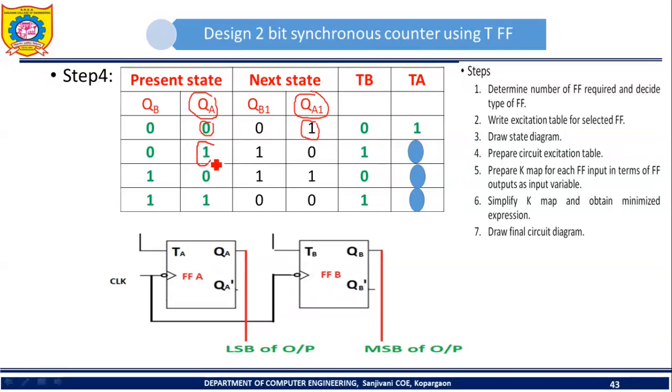Then see here, the present state of flip-flop A is 1. We want the next state of flip-flop A as 0. So again here we want toggle operation, so TA should be again 1. Then consider here, the present state of flip-flop A is 0 and the next state is 1. Here again we want toggle operation. So what should be TA? 1. Again see here, the present state of flip-flop A is 1 and the next state is 0. We want toggle operation, so here again TA should be 1. In this way you can complete step number 4.